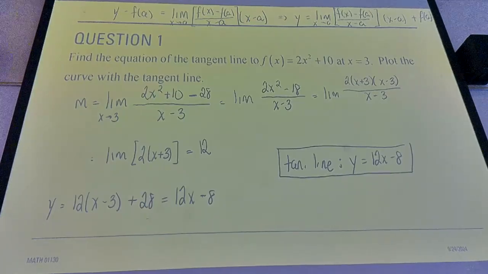There's the tangent line. I'm not getting it. Oh, it's supposed to be plus 10x plus 10. Oh well.